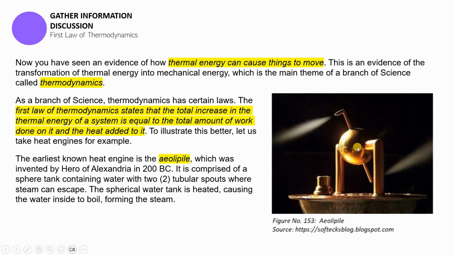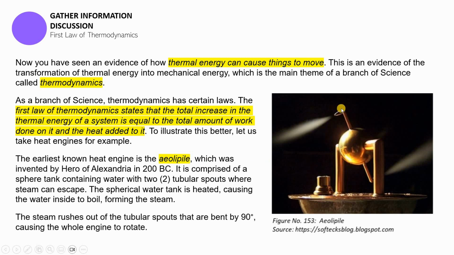Now, the spherical water tank is heated, causing the water inside to boil, forming the steam. As you can see here, these whitish parts are actually steam coming from inside the aeolipile. The steam will be rushing out of these tubular spouts that are bent 90 degrees, causing the whole engine to rotate. Because of their orientation, the steam comes out this way on one side and that way on the other, so it is expected to rotate clockwise.